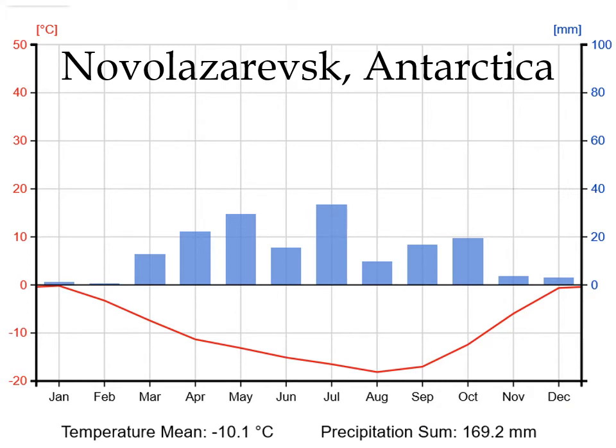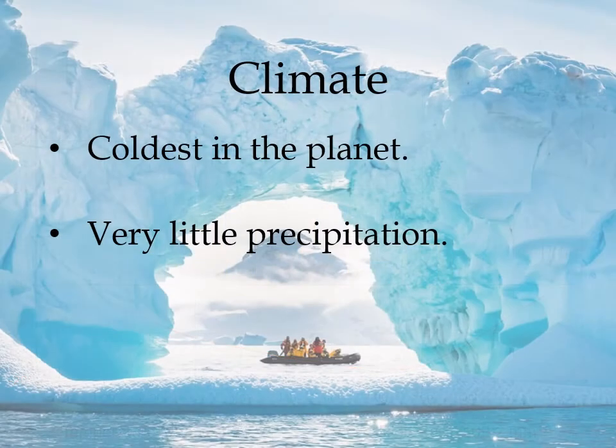The reason why we picture them with a lot of snow is because the snow does not melt. That's the main reason. For that reason, the driest places on our planet are actually in the Antarctica. We can see how it's the coldest on the planet with very little precipitation.